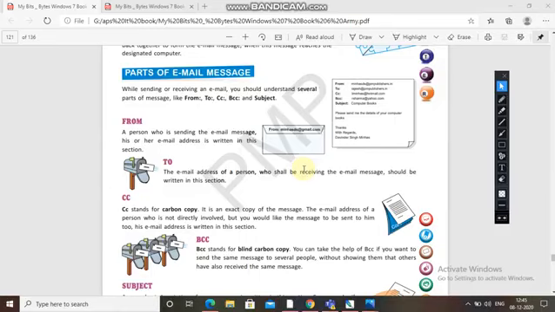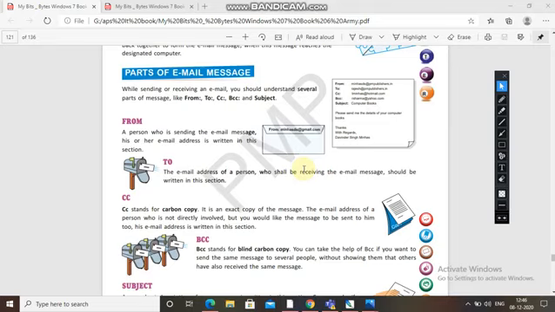So the first one is from. The person who is sending the email message, his or her email address is written in this section. Now then, to: the email address of the person who shall be receiving the email message should be written in this section.